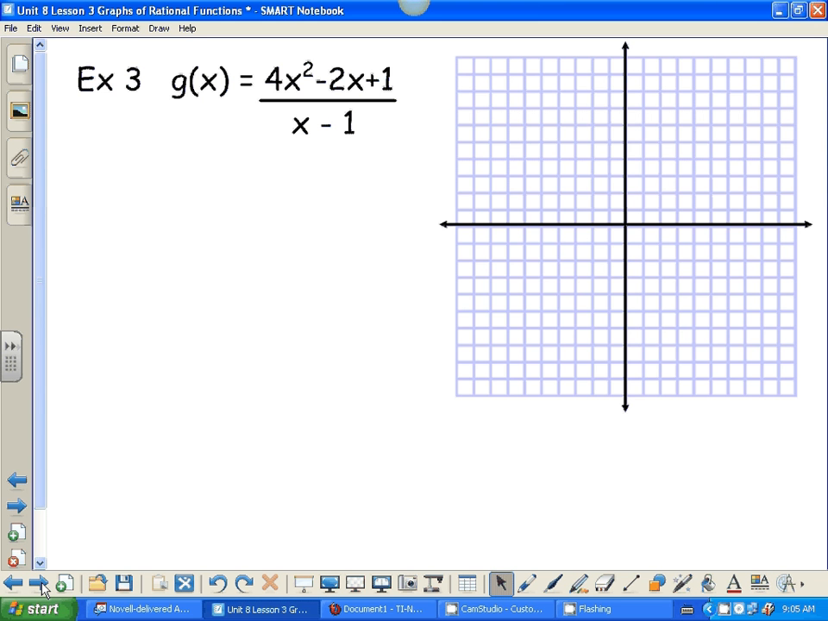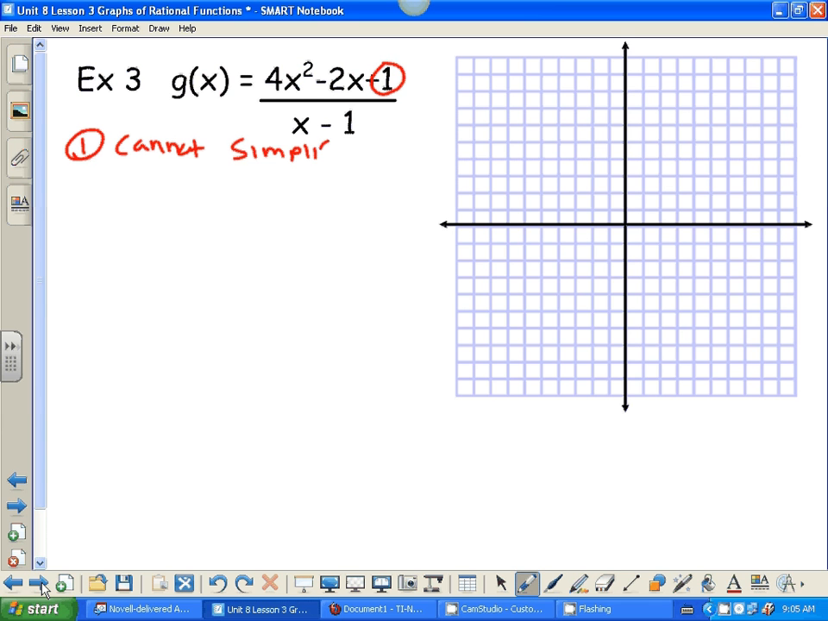Let's do g of x is equal to 4x squared minus 2x plus 1 over x minus 1. Okay, let's go through the steps. 1, can I simplify? The numerator does not factor. There are not 2 factors of 1 that, even when combined with 4, yield a negative 2. So I cannot simplify. I know I've not done any examples where you can, but please make sure you do, and please make sure you look at those pages I recommended for the examples.